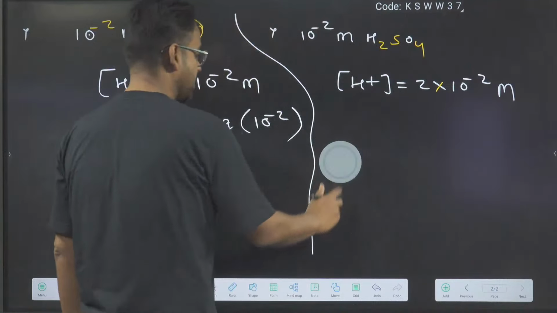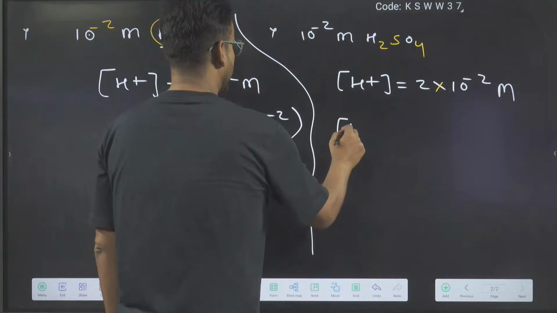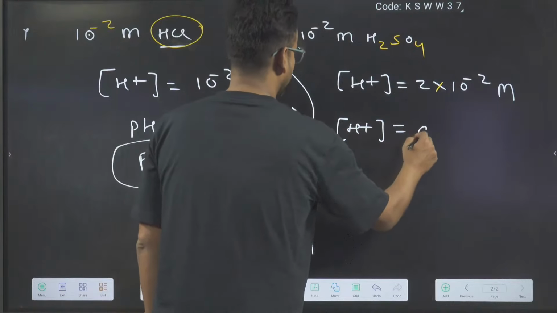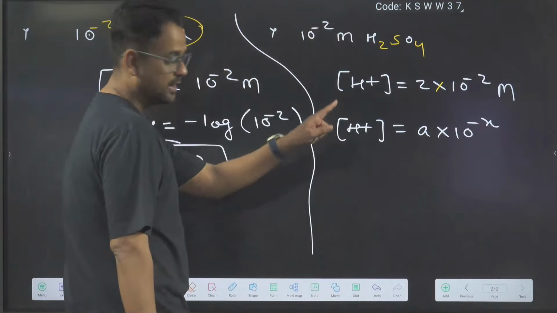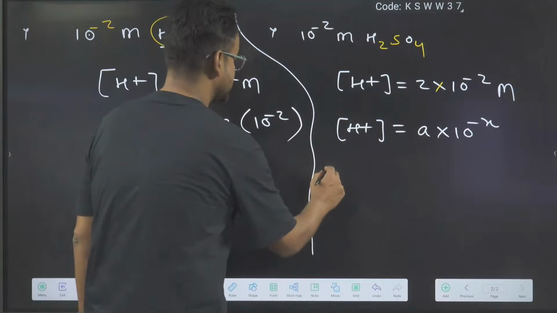Acha, always remember, if H plus is equal to A into 10 to the power minus X, just remember this form: A into 10 to the power minus X.